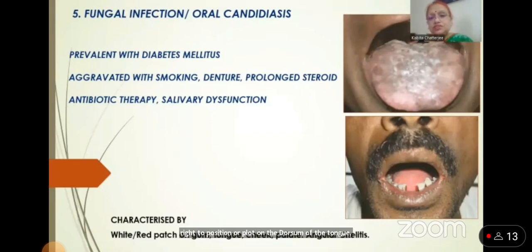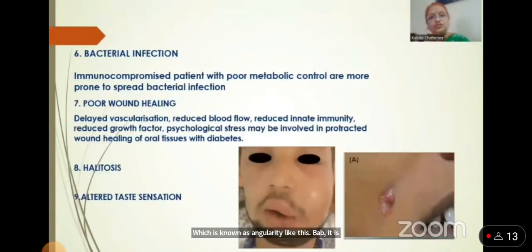Now, sometimes there is total depapillation of the tongue with erythematous changes of the tongue and erythematous changes of the palate, and sometimes there is ulceration at the angle of the mouth, which is known as angular cheilitis. Diabetes mellitus is also associated with bacterial infection. Immunocompromised patients with poor metabolic control are more prone to spread bacterial infection.